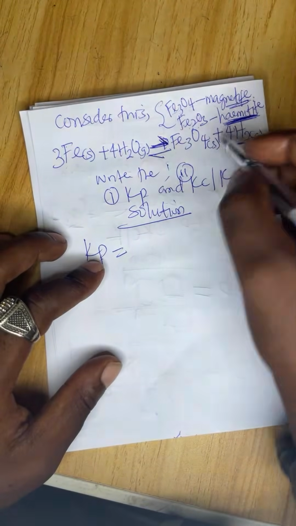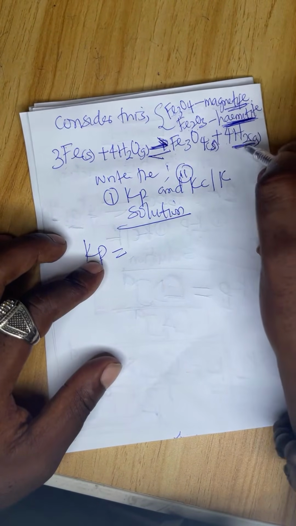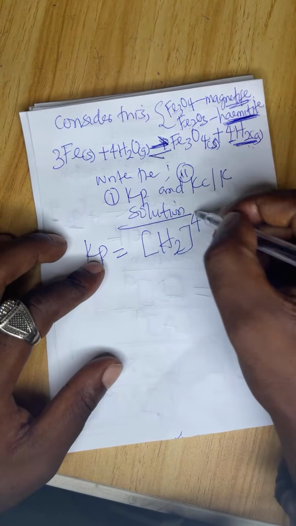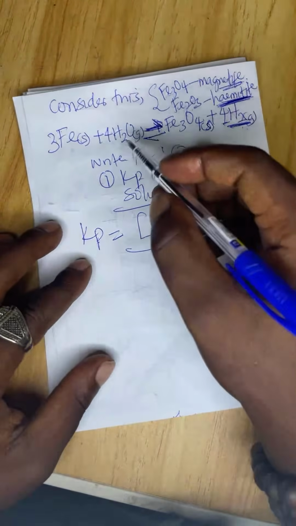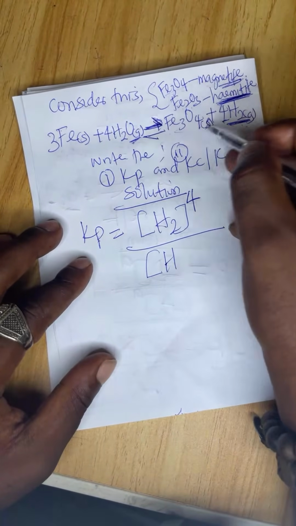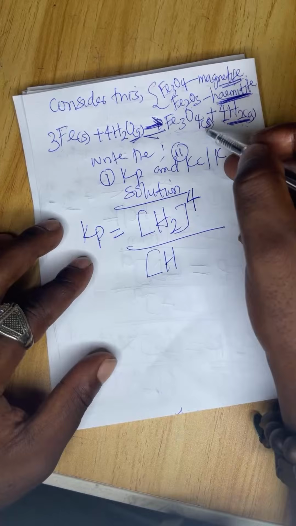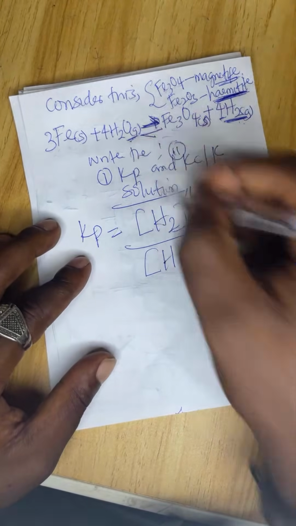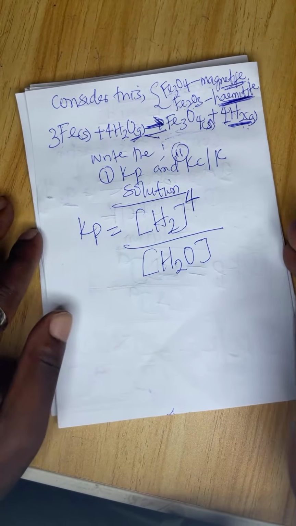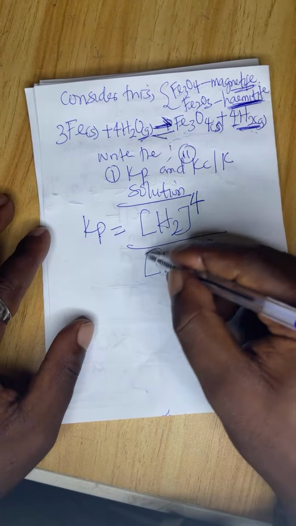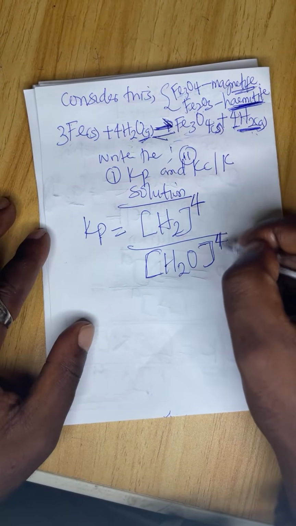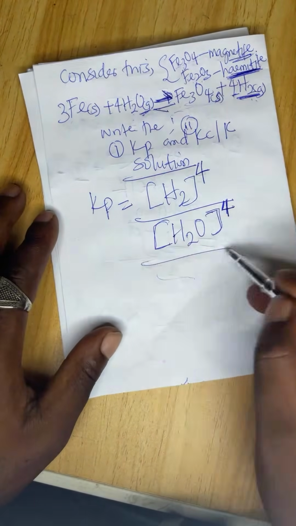Now, if you come to the product side, this is solid, and this is the only gas. So I will write H2, then raise it to the power 4, the coefficient. All over, on the reactant side, this is in gaseous state. I'm not going to write the solid because I told you we don't consider solid when writing the equilibrium constant, so it is 1. Then H2O, they gave it balanced in the JAMB pack, but you should know how to balance it too. H2O is raised to the power 4. Can you see? So this is the answer.